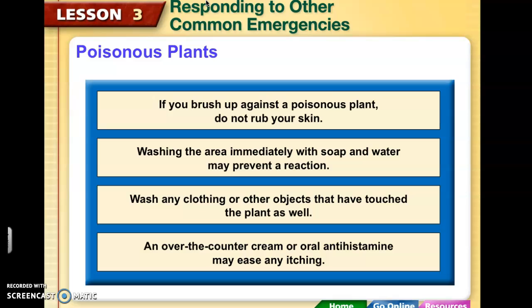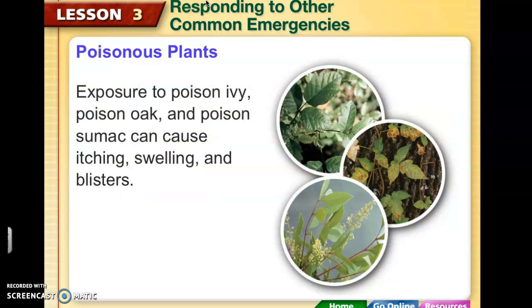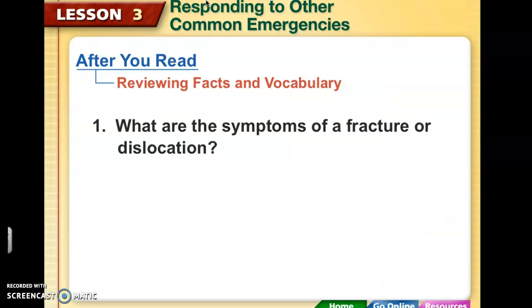Of course, if you brush up against the poisonous plant, don't rub your skin. Wash the area immediately with soap and water to prevent a reaction. Wash any clothing or other objects that have touched the plant, and an over-the-counter cream or oral antihistamine, of course, can ease the itching. So exposure to poison ivy, oak, and sumac can cause swelling, itching, and blisters.